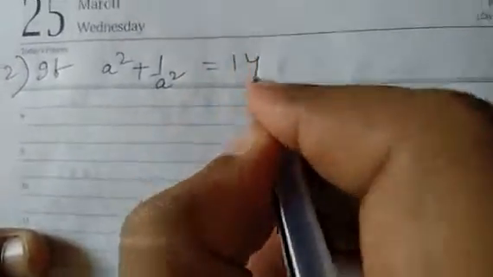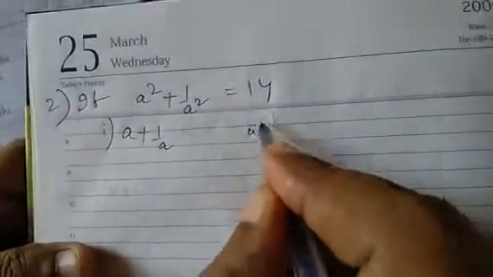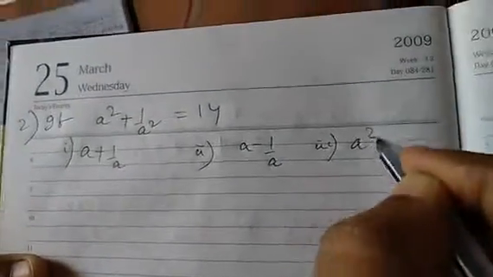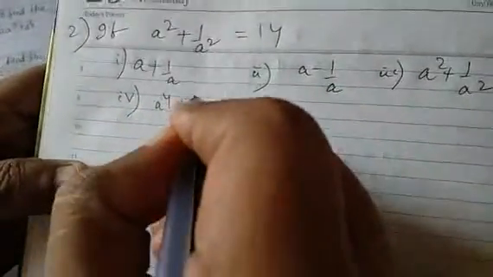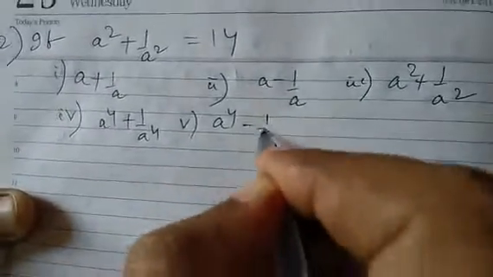We have another question to discuss now. Given that a square plus 1 by a square is equal to 14, find the value of a plus 1 by a, a minus 1 by a, then a square plus 1 by a square, a fourth plus 1 by a fourth, and a fourth minus 1 by a fourth.